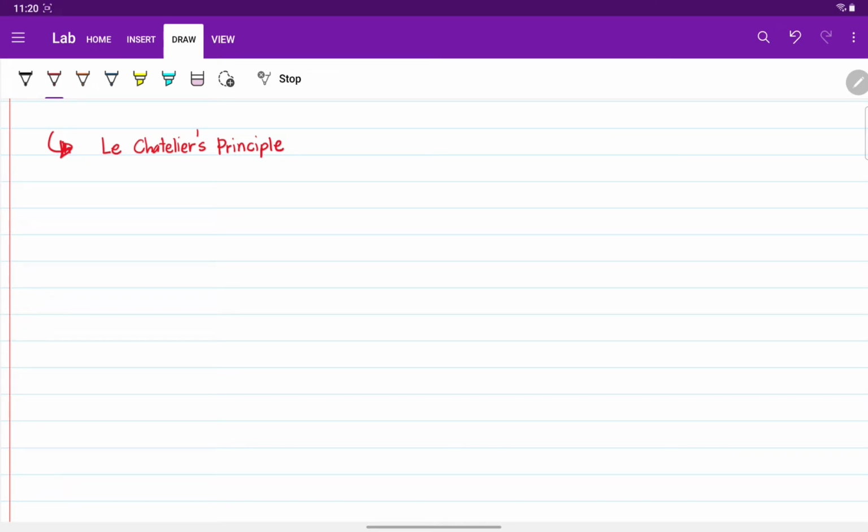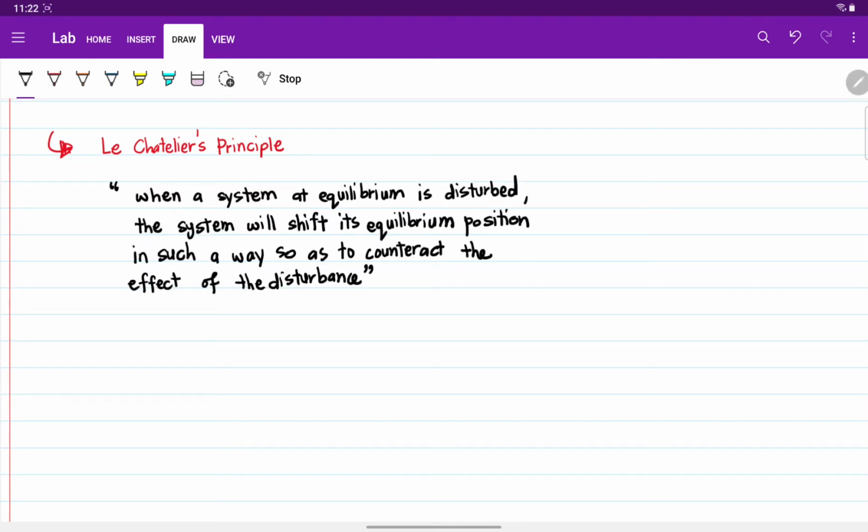Okay, berdasarkan pemahaman kita terhadap dynamic equilibrium, muncul satu prinsipal that we call as Le Chatelier principle. So, what does Le Chatelier principle state? When a system at equilibrium is disturbed, maksudnya sistem kita tu dah capai equilibrium, kita kacau dia. Okay, the system will shift its equilibrium position in such a way so as to counteract the effect of the disturbance.